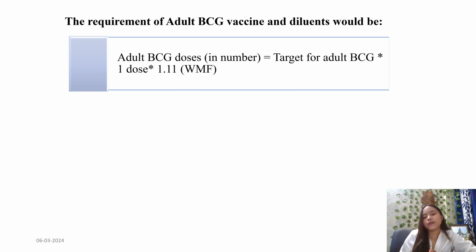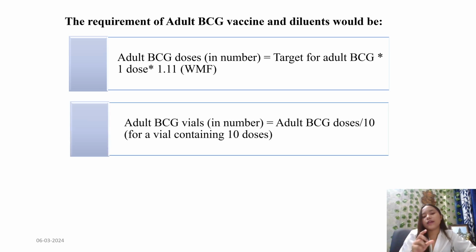So what will be the requirement of the adult BCG vaccine and diluents? The number of adult BCG doses needed will be equal to the target for adult BCG multiplied by 1.11, the vaccine wastage multiplication factor. This wastage multiplication factor takes into account the wastage, mixing, or any other factors which hamper vaccine administration. It is calculated by the formula 100 divided by 100 minus the vaccine wastage rate. For this program implementation research study, the estimated vaccine wastage is taken to be 10%. So 100 divided by 100 minus 10 is equal to 1.11. That's how we arrived at the 1.11 wastage multiplication factor.